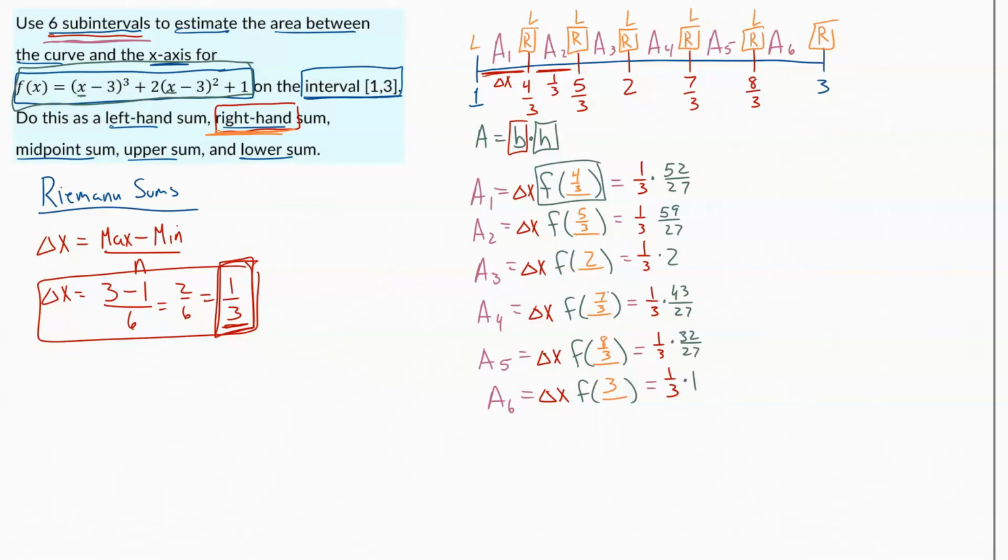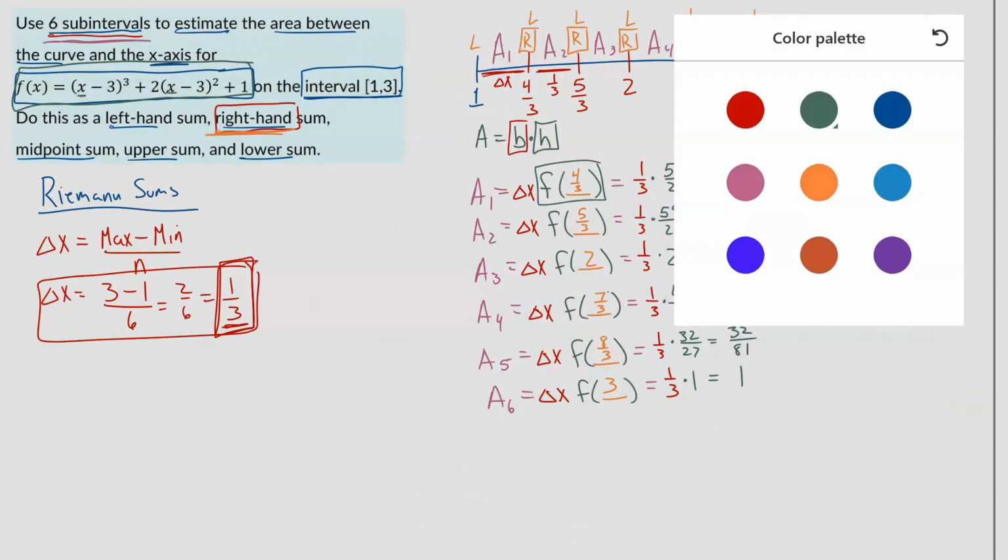And so now what we need to do is just come back and do that math. So find out what those specific values are. So 1/3 times 52 over 27 is going to get us 52 over 81. Multiplying 1/3 by 59 over 27 is going to get us 59 over 81. 2 times 1/3 is going to get us 2/3. 43 over 27 times 1/3 is going to get us 43 over 81. Doing it again, 1/3 times 32 over 27 gets us 32 over 81, and then 1/3 times 1 gets us 1. So that's the area of each of those individual rectangles.